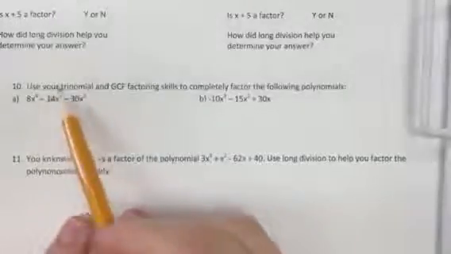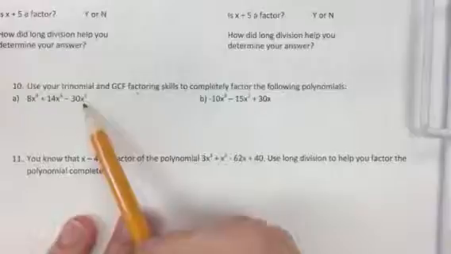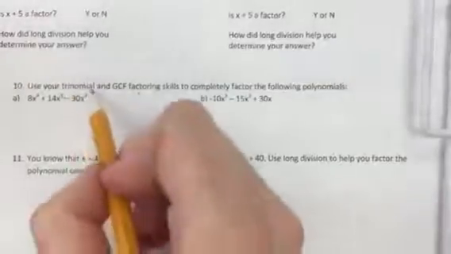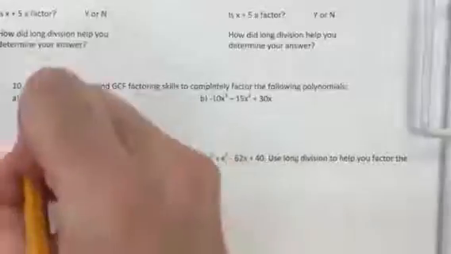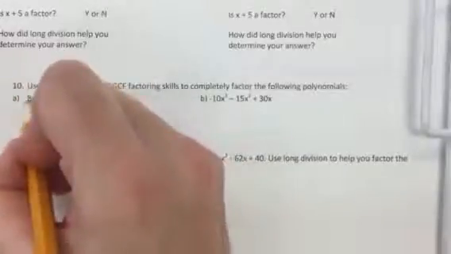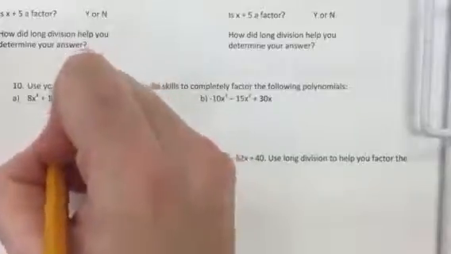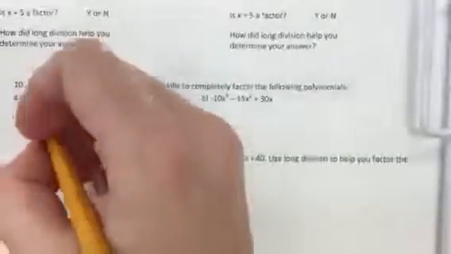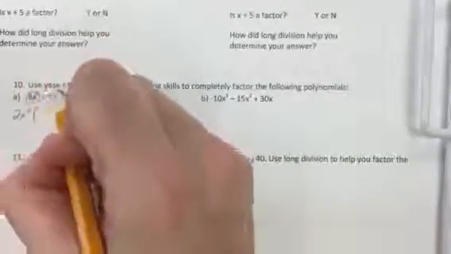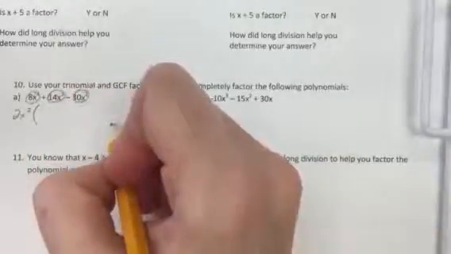Number 10 says, use your trinomial and GCF factoring skills to completely factor the following polynomials. So I look here to see if there's any GCF, and sure enough there is. 2 goes into all of these, and x squared goes into all of these. So 2x squared is my GCF. So I pull that out, and then what I need to do is divide each term by 2x squared to get the remaining factors.